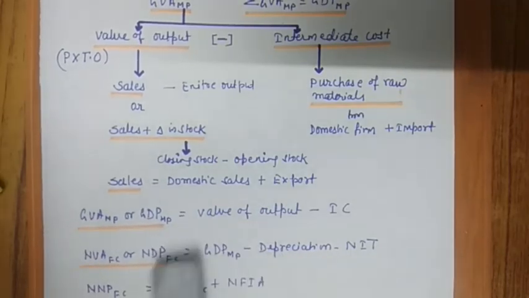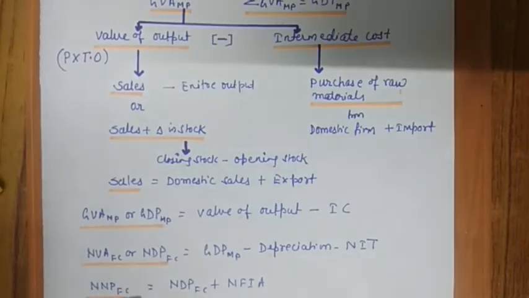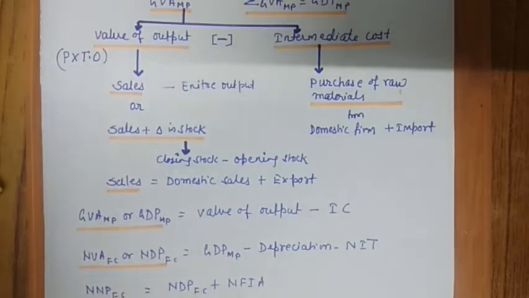Converting this domestic income into national income, you will add NFIA to NDP at FC. NFIA here is net factor income from abroad. It is factor income from abroad minus factor income to abroad. So by adding net factor income from abroad to domestic income, you will get your national income. By this, your value added method gets over. I hope you have all understood this.